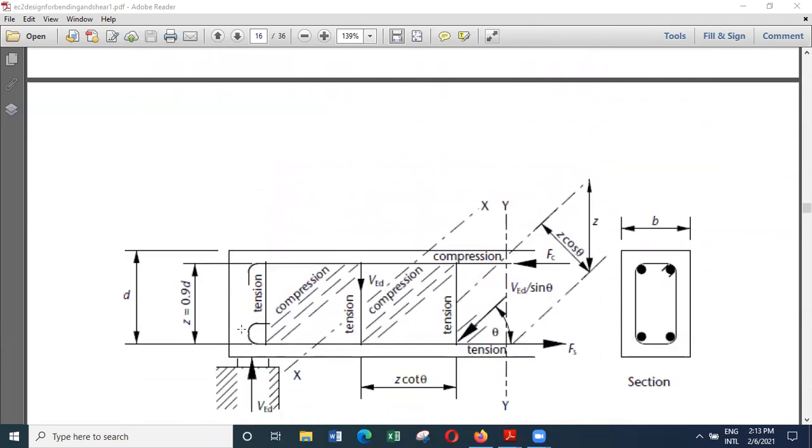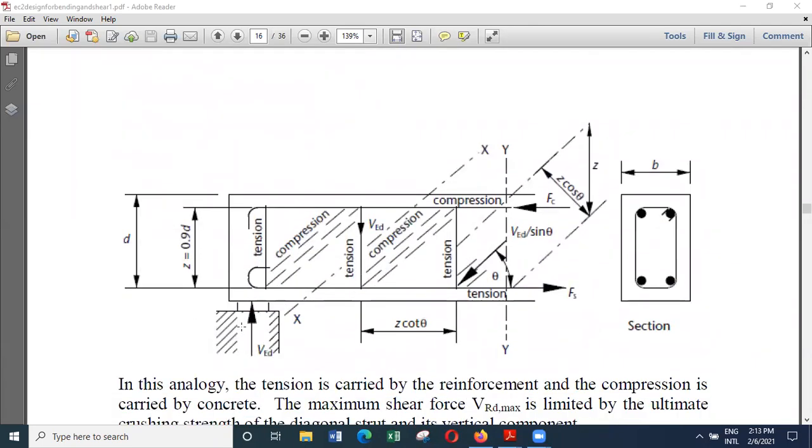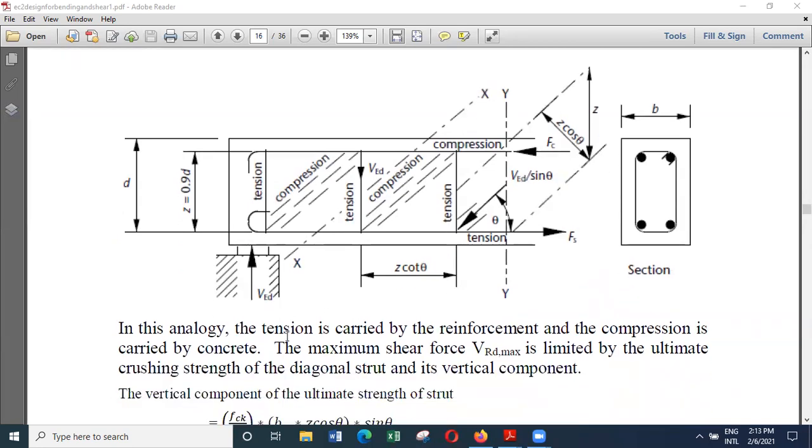So this is the method that is used. Yeah, that is a truss analogy. The only difference is this angle is not fixed. It is a variable angle, and this angle can vary between 22 and 45 degrees. So in this analogy, the tension is carried by reinforcement. So this is a truss analogy.